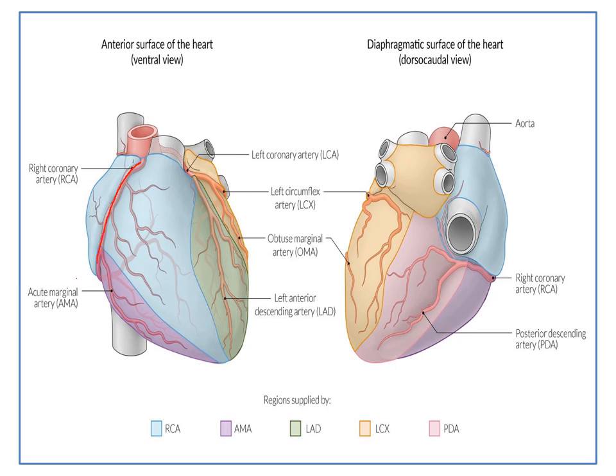You can see one of the branches it gives is the acute marginal artery, which would supply part of the right ventricle alongside the right atrium. And then you would also notice how the right coronary artery would run all the way to the back and end either by uniting with the circumflex artery, but that's not shown in this image, or by forming the posterior descending artery, or posterior interventricular artery.